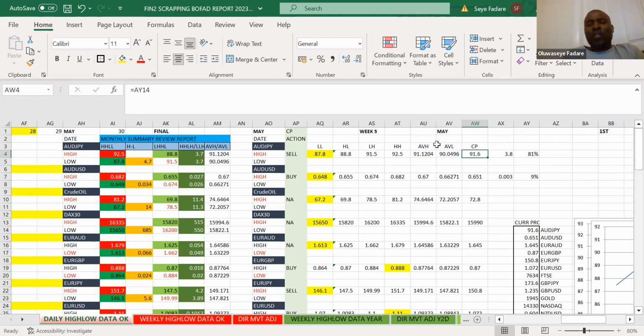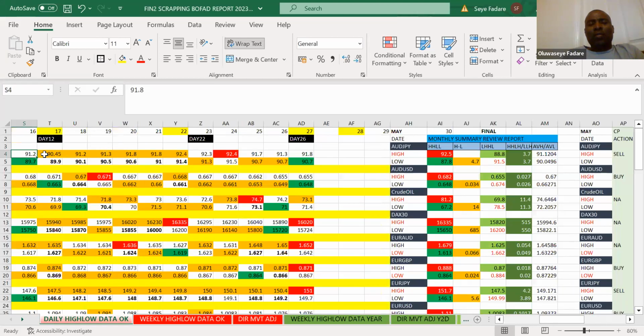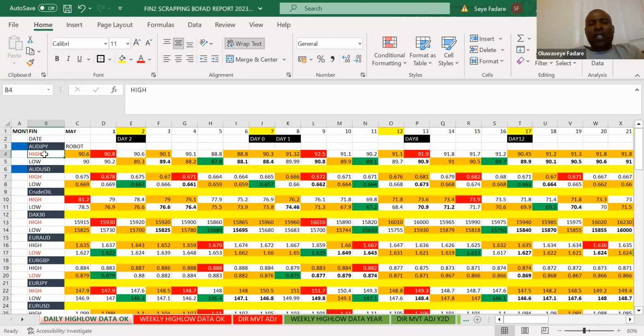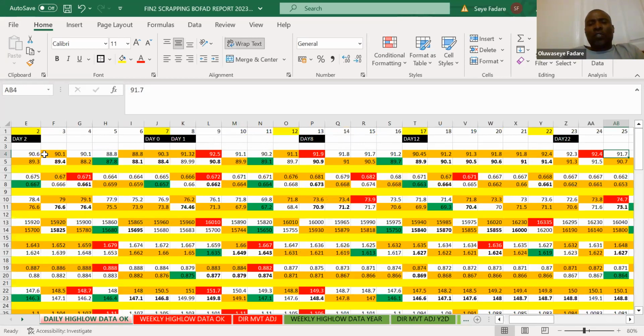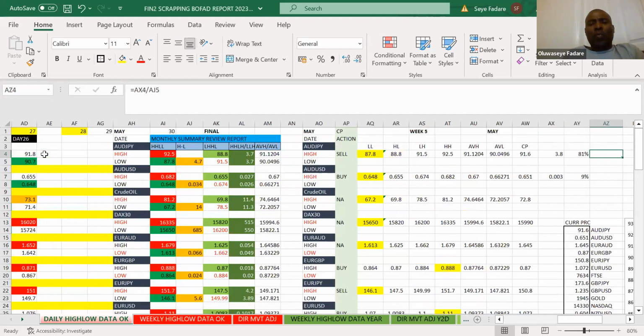So all this information is automatically updated once we input our daily record, our daily data, at this point in time. All we need to do is ensure the accuracy of this data and all the rest of these positions will be populated.